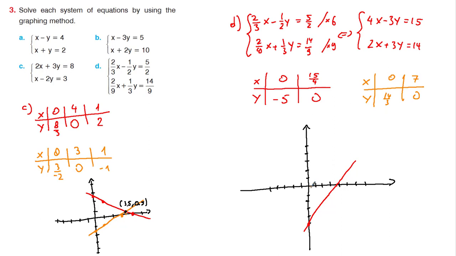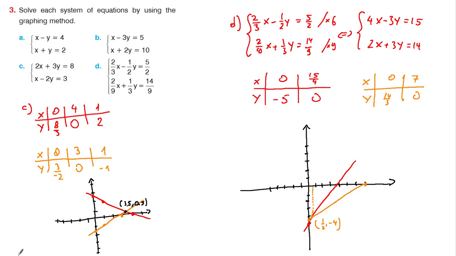And next line, if x is 0, y is 14 over 3, which is something like 4.66. It's very close here. And for x 7, which is here, y is 0, so it looks really close. The intersection would be somewhere at maybe x 1 over 2 and y negative 4. So something like this, close to this one.